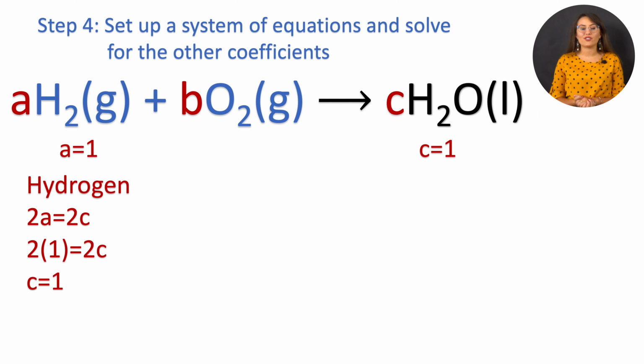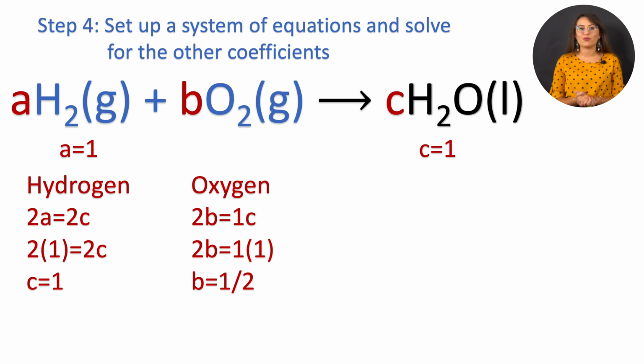Next, we have to make sure oxygen is also balanced. We have 2 oxygen atoms on the left-hand side, so this will be 2B is equal to 1C.